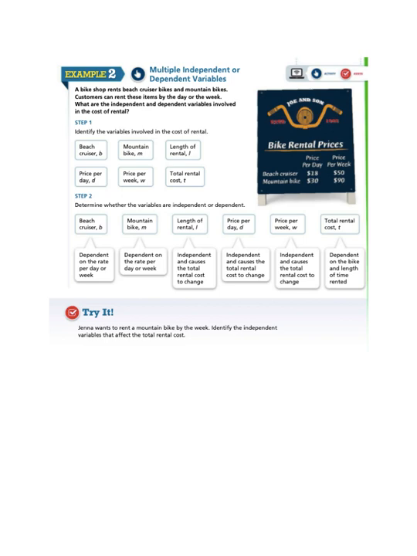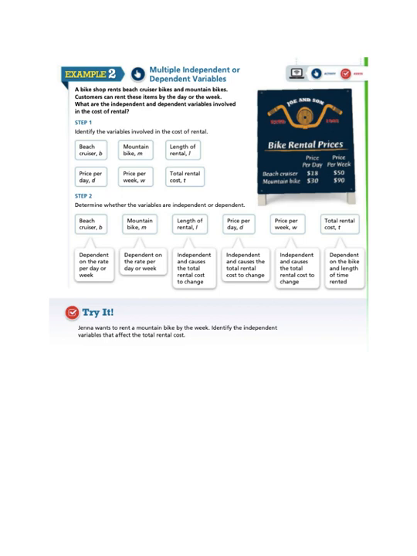The price per day, D, is independent, and causes the total rental cost to change. The price isn't going to change. The price per week is also independent. It is a set price. It will not change. And the total rental cost is indeed dependent because it depends on which bike you will rent and the length of time you rent it.